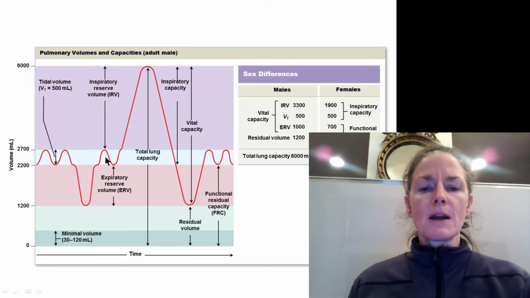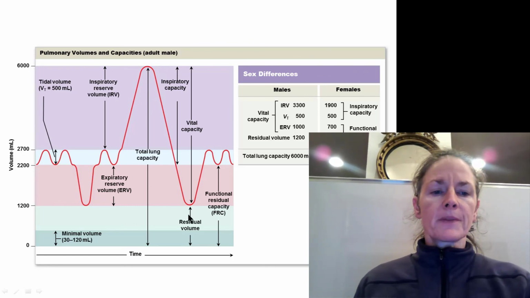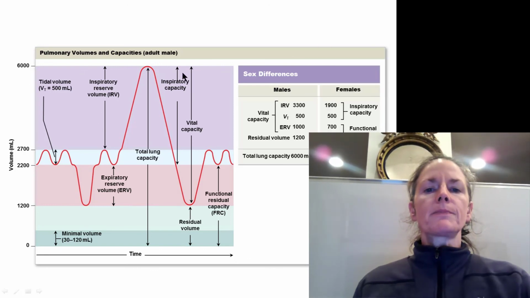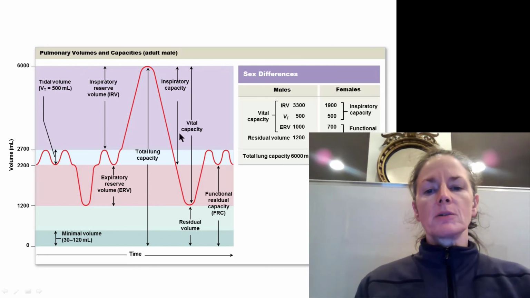Now, volumes are fairly easy to measure, except for the residual volume. That's not as easy to measure. But the capacities, we can simply garner from adding the volumes together.